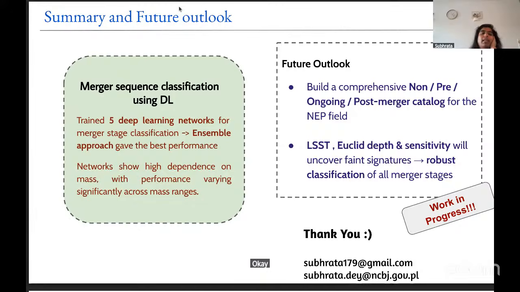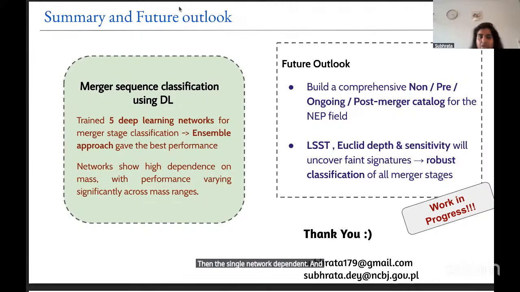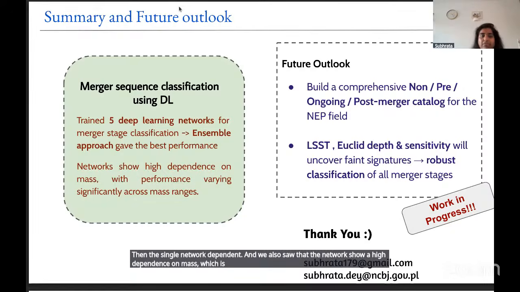Okay, so the main takeaway message is, besides focusing on a single network, it's better to consider the ensemble network, which as we saw gave the best performance, and also focuses on a variety of the morphology, captures it well, and has a much better classification than the single network dependent. We also saw that the network shows a high dependence on mass, which is quite interesting, with performance varying significantly across the mass range.